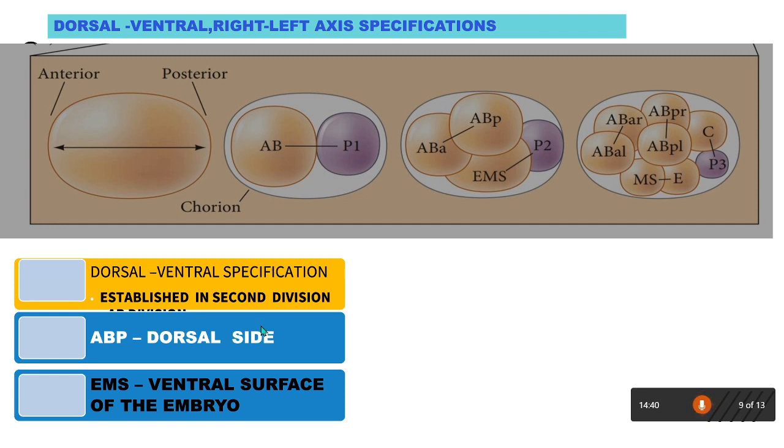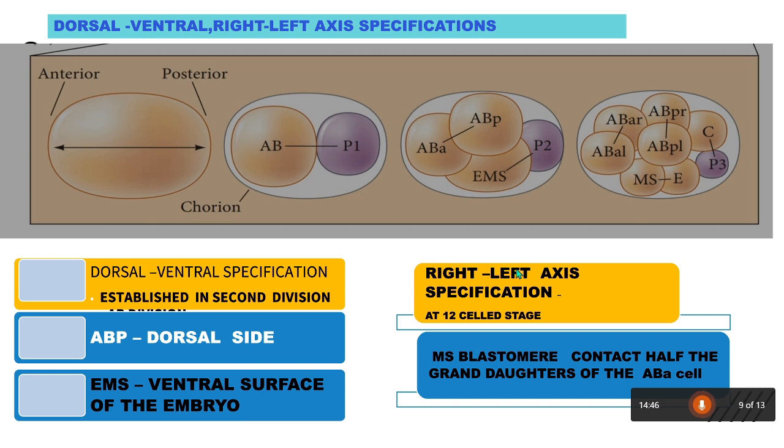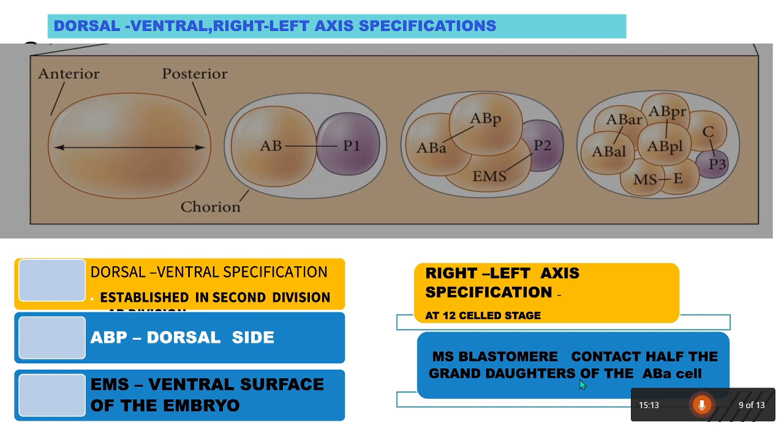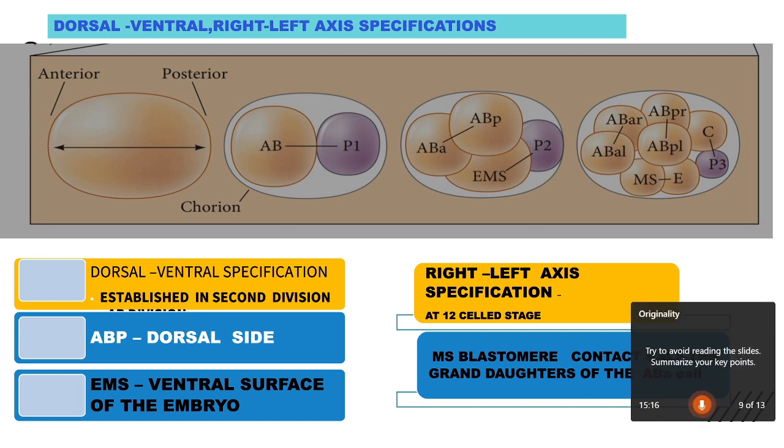This is all about dorsal-ventral specification. Now moving on to right-left axis formation. Right-left axis specification takes place at the 12-cell stage, and it occurs when the MS blastomere contacts half the granddaughters of the ABSL. You have to note that right-left axis specification occurs through the MS blastomere's interaction with granddaughters of the ABSL. So this is all about dorsal-ventral and right-left axis specification.